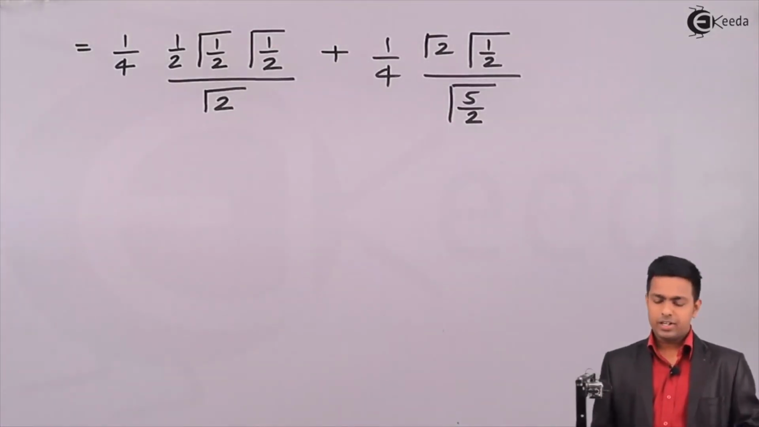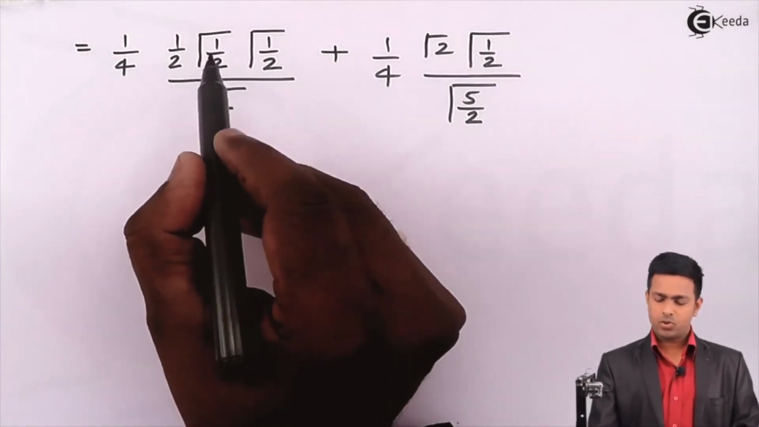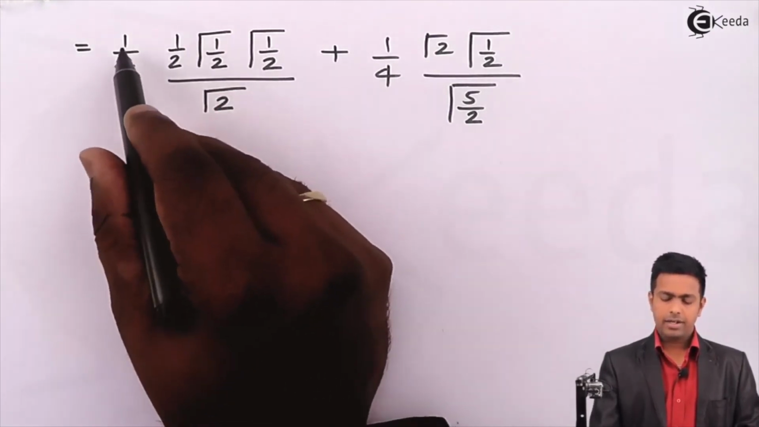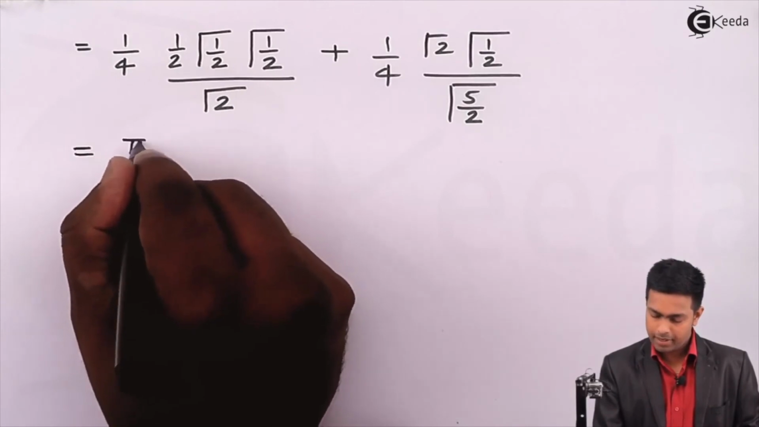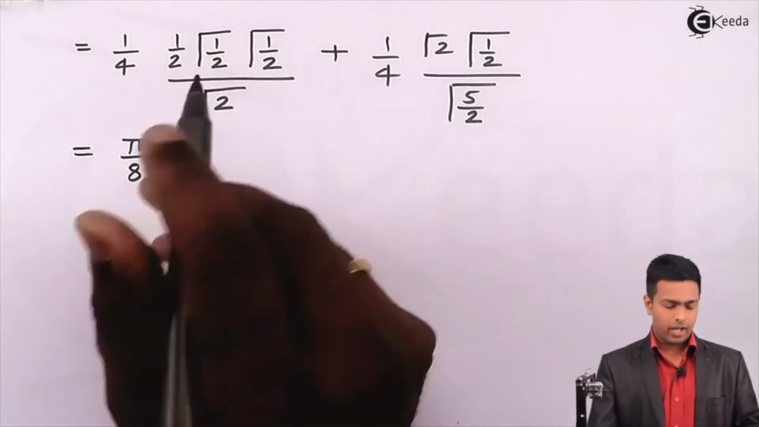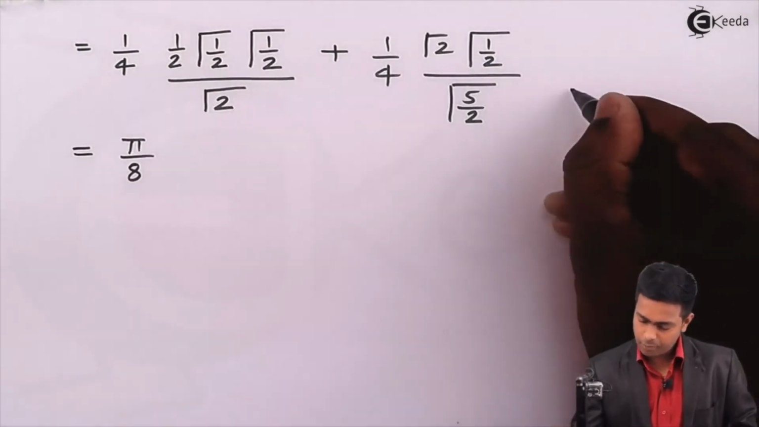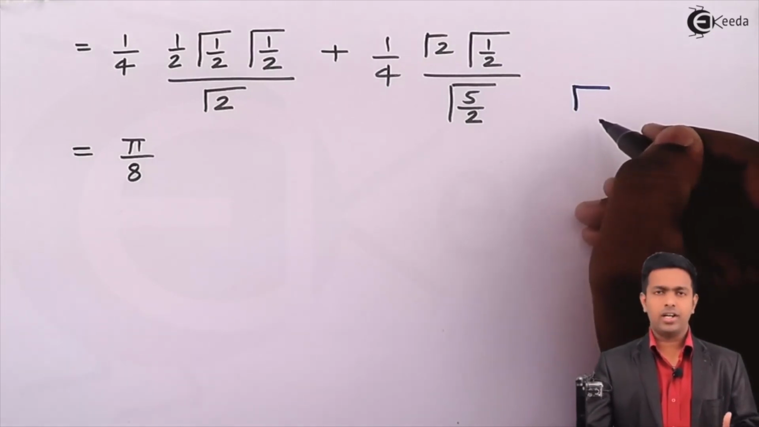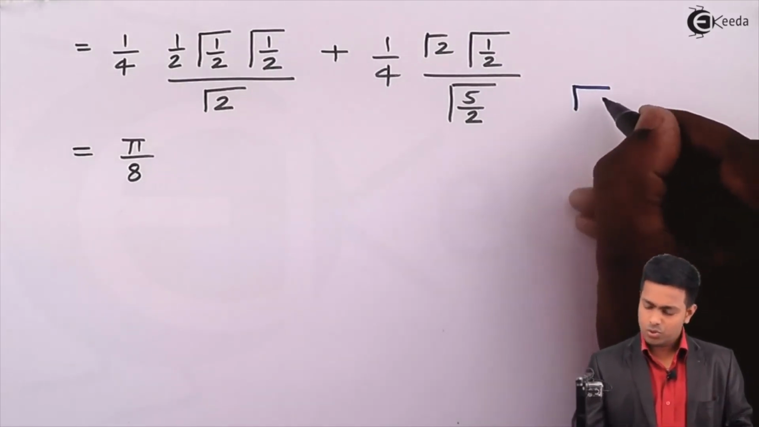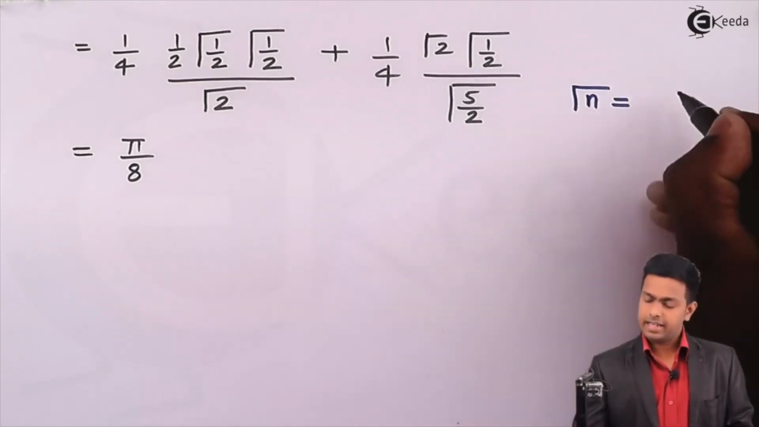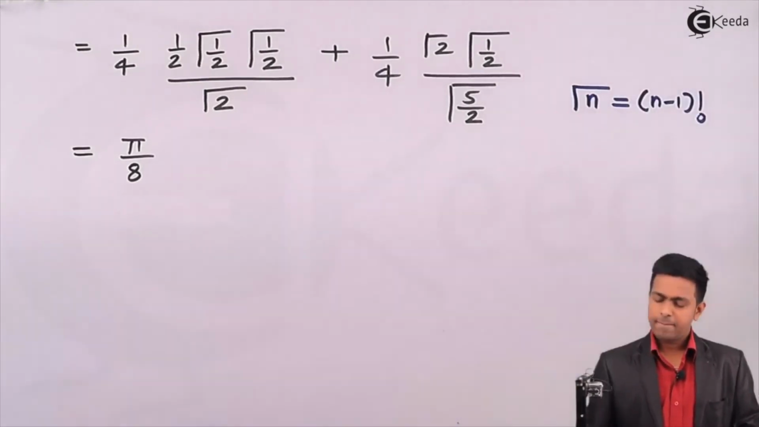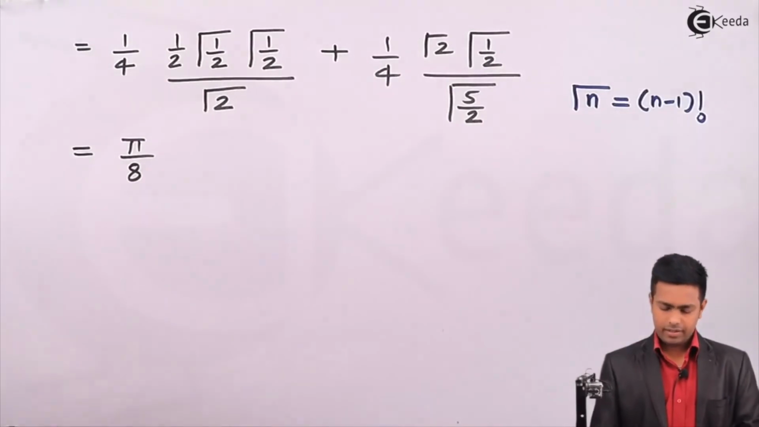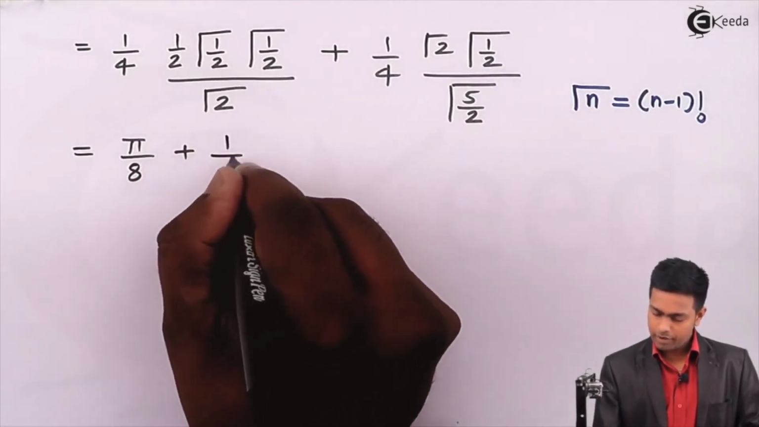Now guys, let's solve it. The value of gamma 1 upon 2 is root pi. So root pi into root pi is pi. So this will be pi by 2, and into 1 by 4, that will be pi by 8. Next, the value of gamma 2, here I'll use the property of factorial. So we know that gamma n is n minus 1 factorial. So gamma 2 will be 1 factorial, which is 1. So we won't write it here. Then we'll get plus 1 by 4.